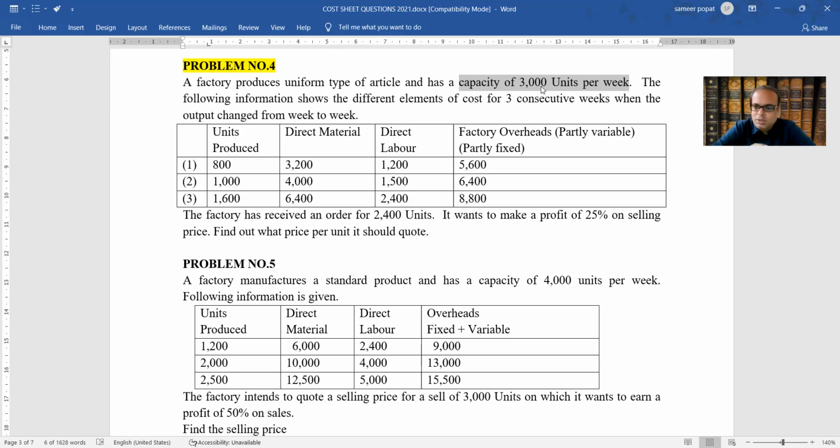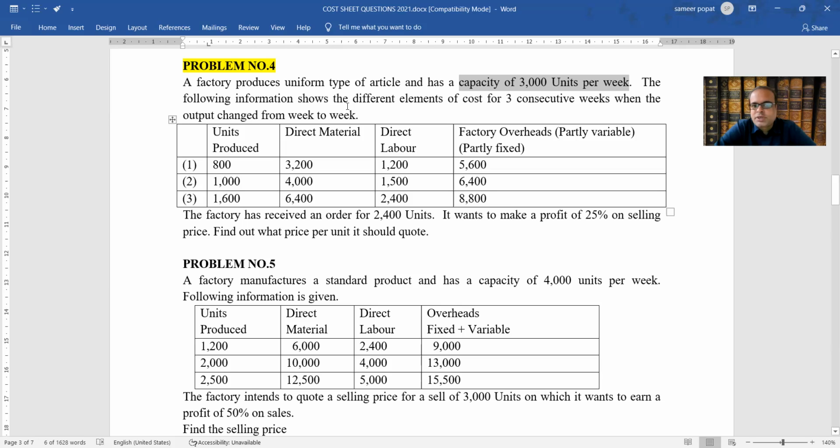Later on, when you work in a company, in corporate, you will treat this as one of the constraints to manufacture more units. To overcome it, you need to expand your factory, purchase more machines, and employ more labor. Only then can you increase the capacity beyond 100% capacity. So here the capacity of the company is to manufacture only 3,000 units per week. You cannot manufacture more than 3,000.